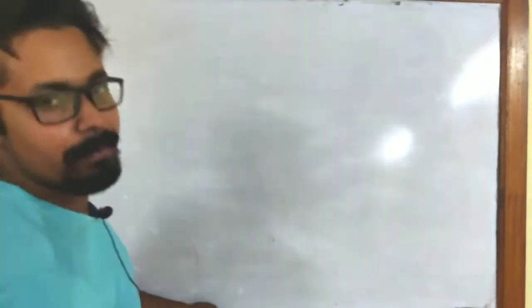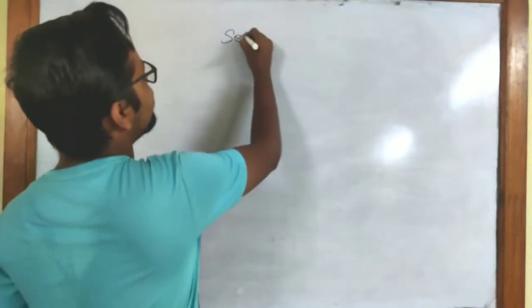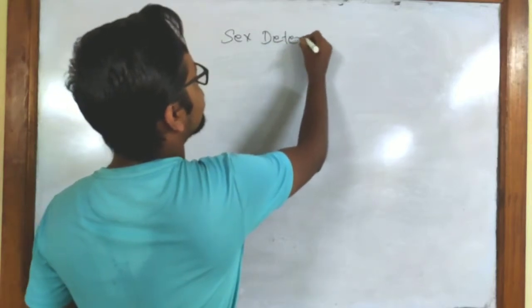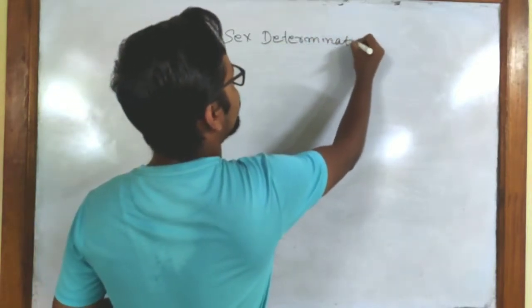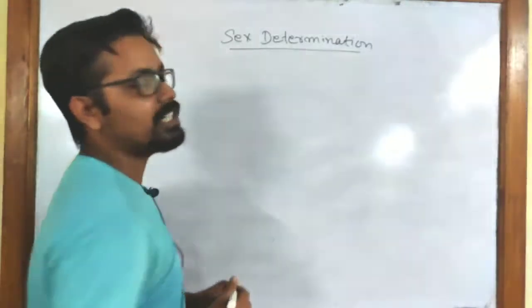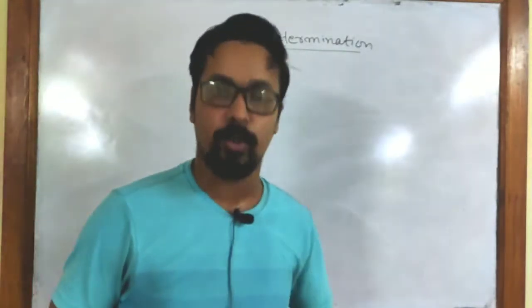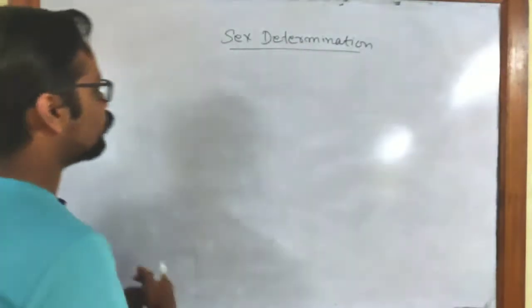Sex determination in human beings, very easy. So sex determination, whether a human being is going to be a male or a female, is determined by the X and Y chromosomes. Very simple.